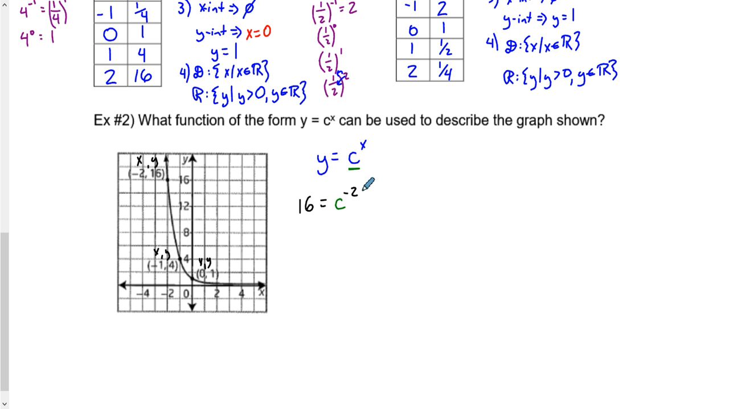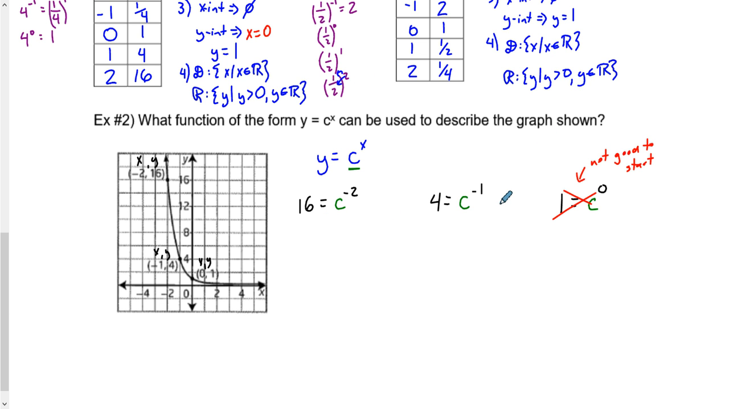Well, what number to the power of -2 gives you 16? At the same time, it's saying what number to the power of -1 gives you 4. The last one is a little bit redundant because it's asking what number to the power of 0 gives you 1. Well, every single number. So this one's not a good one to start. So we're not even going to consider it.